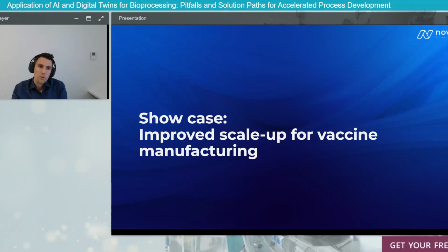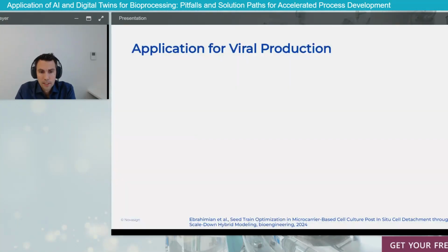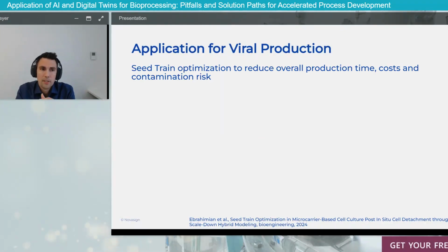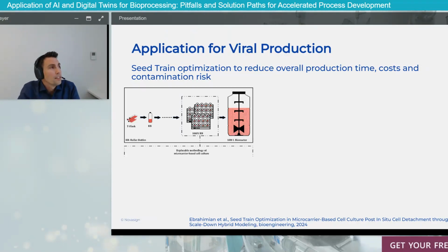Okay, another showcase I want to show you is an improved scale-up for vaccine manufacturing. What you see here is also published, it's just very recent. It is a seed optimization to reduce overall production time, costs and contamination risk. The approach we chose is, when you have cells that are adherently growing, often roller bottle processes are used, where you scale up roller bottle production until you have the final bioreactor where you then transfect or infect your cells. And we wanted to replace this process by a beads-to-beads transfer.